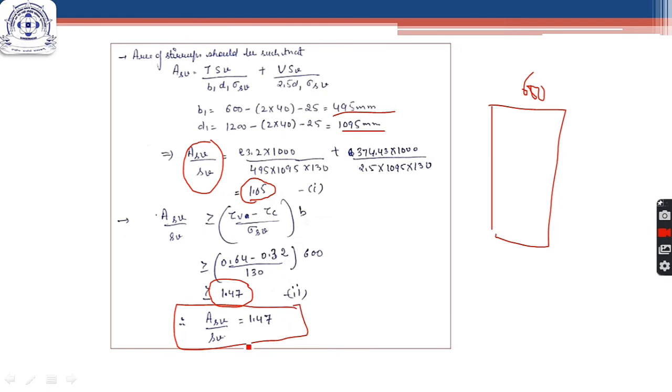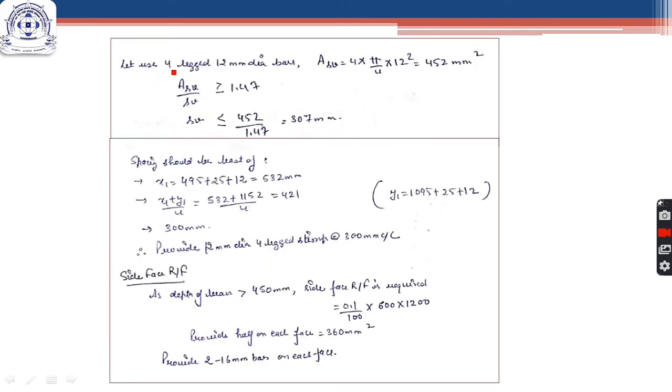Okay, so I think you are able to understand how we get to this portion. Now what we will do, we will assume the diameter of the shear stirrup, and we can calculate the spacing easily. Here I am using 4-legged 12 mm dia bars. You can use 2-legged also. The area of the stirrups will be 4 into pi by 4 into 12 square, and from this, with the ASV upon SV ratio of 1.47, we get SV as 307 mm. So SV should be less than or equal to 307 mm.